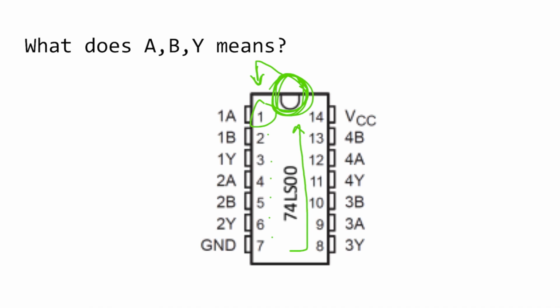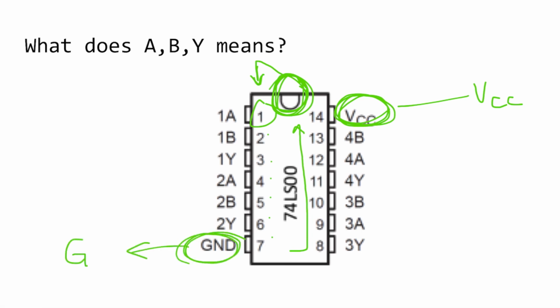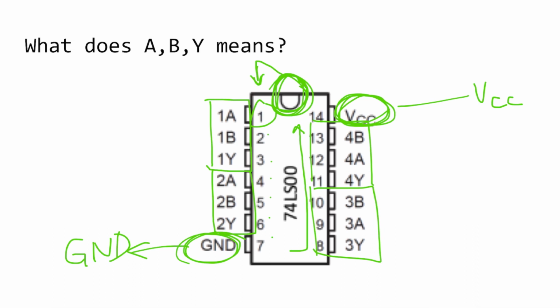First, let's look at this VCC pin. Like its name states, it should be connected to VCC, and this ground pin should be connected to ground. If you observe, there are a few combinations here that you could group together. The first group is 1A, 1B, and 1Y. Second group, 2A, 2B, and 2Y. Third group, 3A, 3B, and 3Y. Then 4A, 4B, and 4Y.